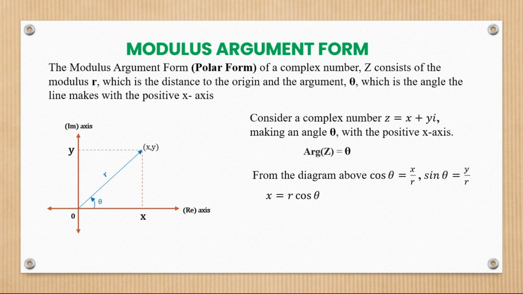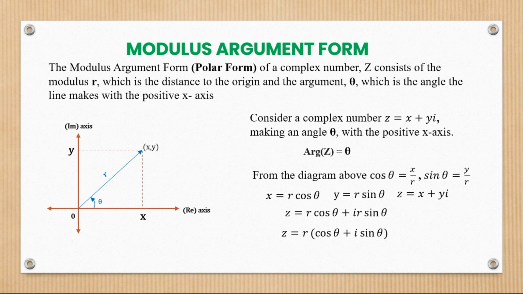Then, making x the subject in the first one, we have x equal to r cos theta, and y equal to r sin theta in the second one. But remember that z was equal to x plus yi, the complex number we're dealing with. So when we substitute in the values of x and y, we can pull out the r and factorize it out. Then we remain with r times cos theta plus i sin theta.